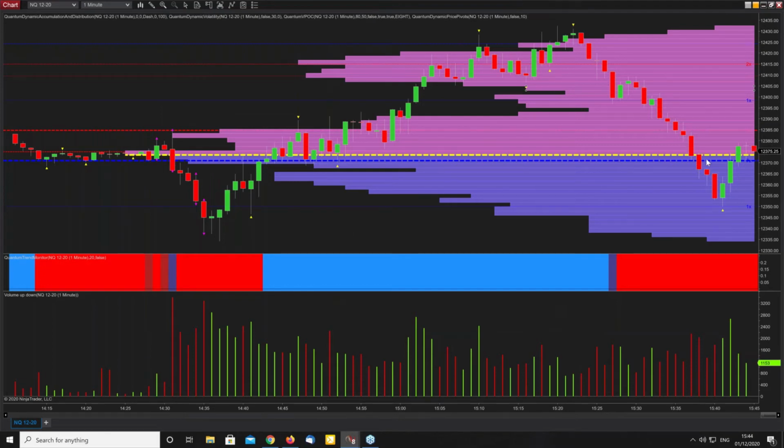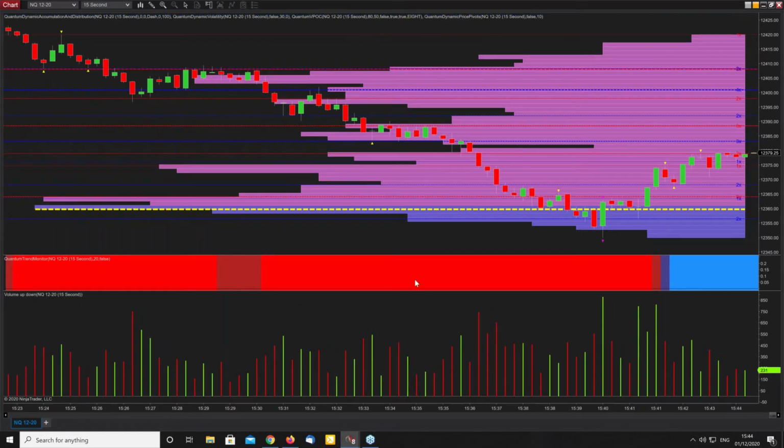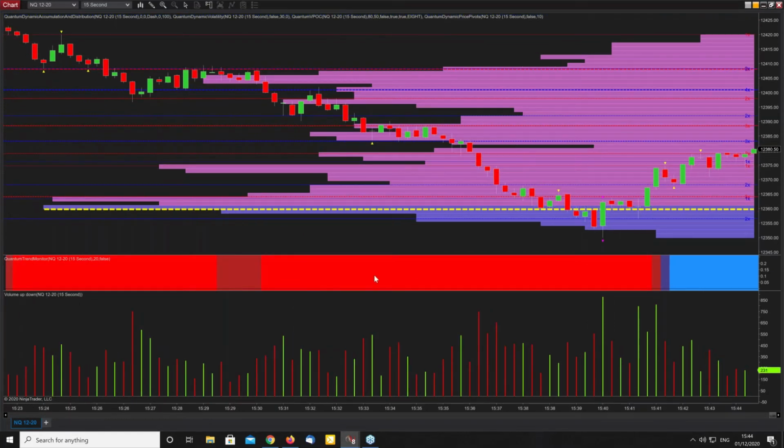Decent move there. It's come down to the VPOC region. It's going to be trading around that area. But as I say, there is a decent move there. Let's go up on to 15 seconds. Same sort of thing here. That's fine, it's supported by the trend monitor. It's doing its job. That's what it's there for.